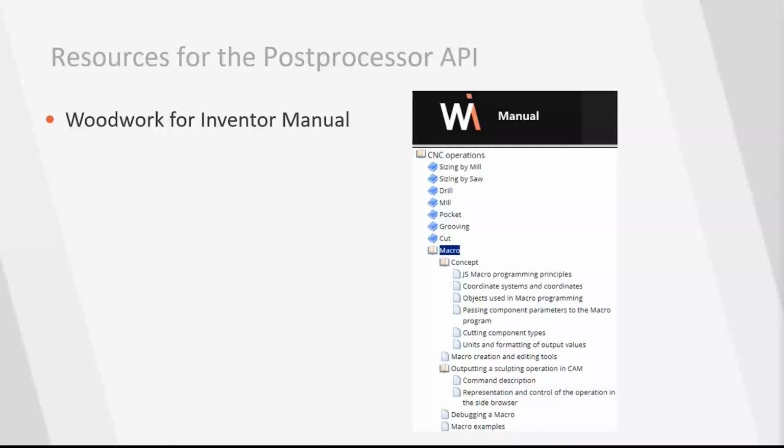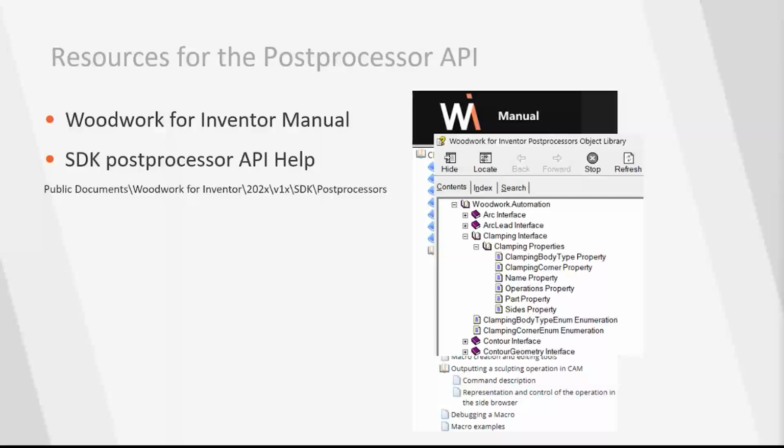Resources on the postprocessor API. First, it is Woodwork for Inventor manual. It is the primary source of knowledge for gaining a basic understanding of how the command works. Second is the SDK Post-Processor API help. It is the main source of knowledge for a complete description of postprocessor API programming.